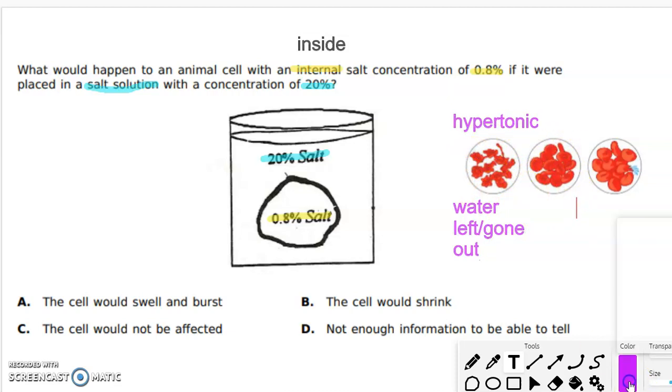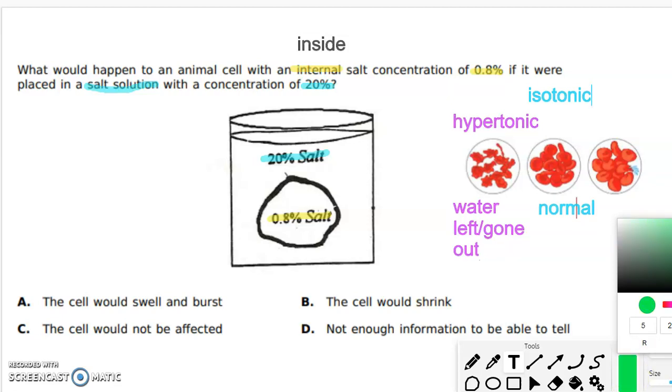When we look at this next picture of cells right there in the middle, these cells look pretty normal. They don't look too big, they don't look too small. So I'm going to put that these cells look normal. When cells look normal, this is called isotonic. Remember, iso happy, because everything is normal, everything is balanced, everything is exactly the way it's supposed to be. So if one water molecule moves in, another water molecule will move out.